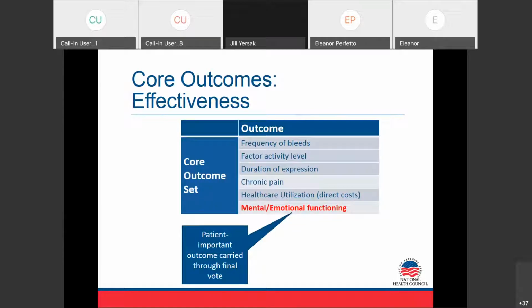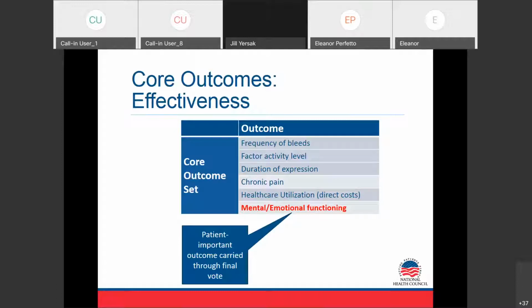So the core outcome set that we ended up with from the Hemophilia project included frequency of bleeds, and as I said, while it may go to something close to zero for gene therapies, it's still considered important because all of the previous clinical trials of other therapies were done with this, and so this becomes a legacy outcome for comparison to other types of therapies.